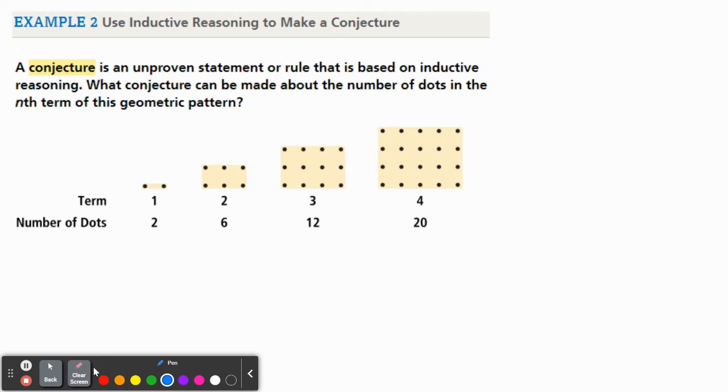All right, example 2, use inductive reasoning to make a conjecture. A conjecture is an unproven statement or rule that is based on inductive reasoning. So it's very important to understand it's an unproven statement. I like to think of a conjecture as an educated guess, right? Now, usually it's a trend. Like I said, you're using a pattern, multiple instances, to then develop a general rule to describe the pattern. Because you're thinking through the pattern.